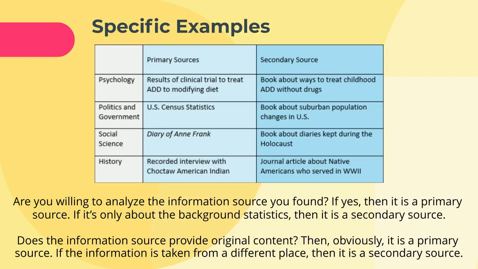Specific examples. Are you willing to analyze the information source you found? If yes, then it is a primary source. If it's only about the background statistics, then it is a secondary source. Does the information source provide original content? Then, obviously, it is a primary source. If the information is taken from a different place, then it is a secondary source.